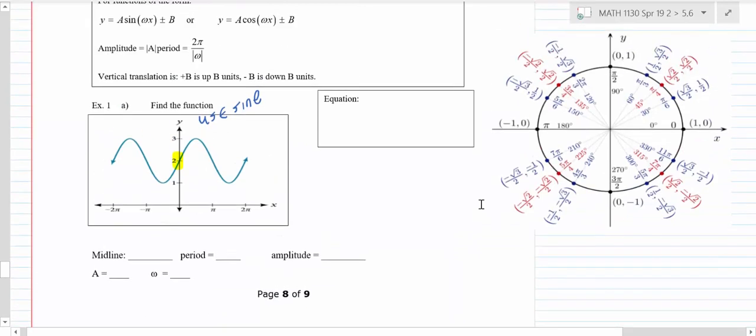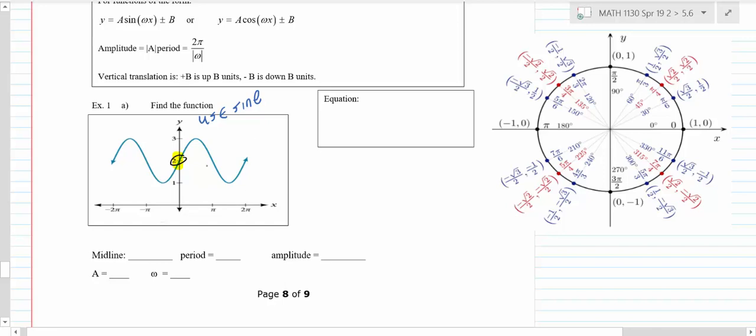So that's kind of a key thing. You've got to figure out, do I need a sine or do I need a cosine? Cosine starts at the high point. Sine would kind of start at that midpoint like this. Now, if you look at this graph, you can tell it's been moved up. You can tell that. So what we're going to do is figure out from here the period, the amplitude, A and omega. That's what we're going to do then.